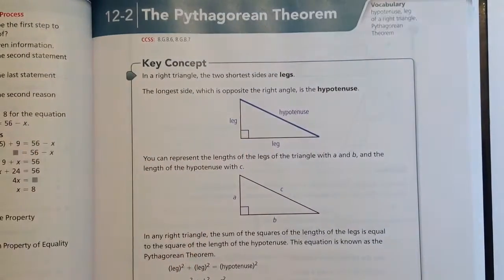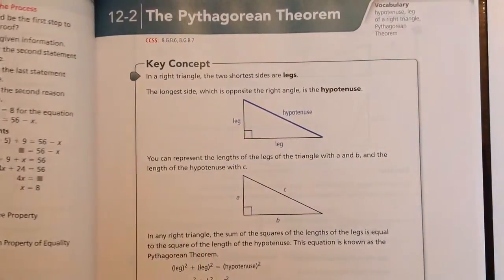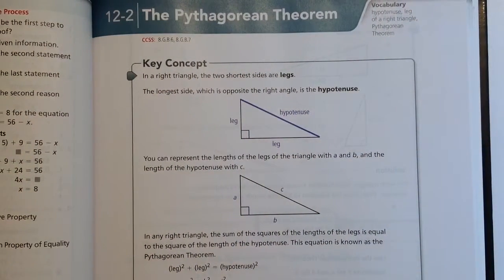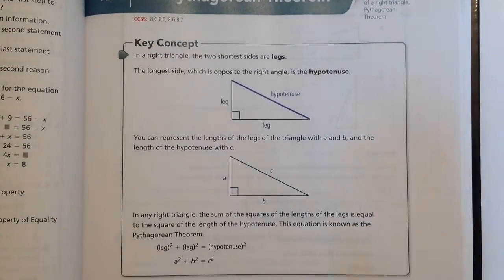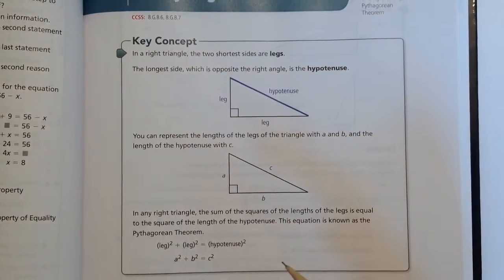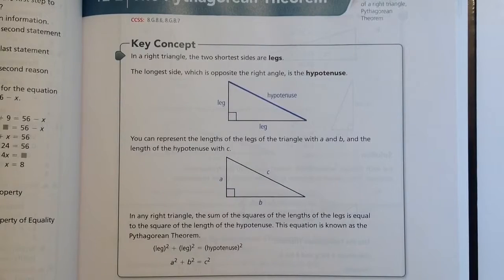You can represent the lengths of the legs of the triangle with A and B, and the length of the hypotenuse with C. So when we have a right triangle and we're labeling the lengths of the legs and the hypotenuse, we label the legs A and B, and it doesn't matter which one's A and which one's B, and we label the hypotenuse C. In any right triangle, the sum of the squares of the lengths of the legs is equal to the square of the length of the hypotenuse.